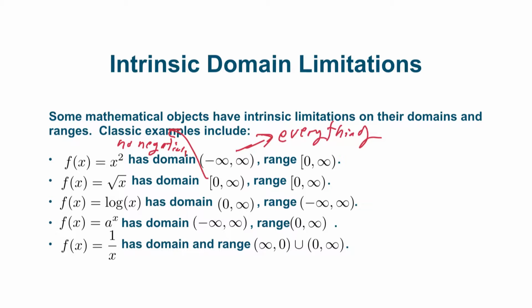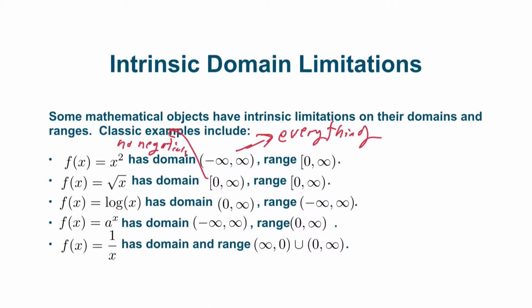The logarithm has domain 0 to infinity, not including 0. And we saw this with the plot. It went close to 0, but never quite got there on the x-axis. The range, however, is everything, minus infinity to infinity. Now, what about the exponential function? Well, this has domain everything, but range only 0 to infinity.